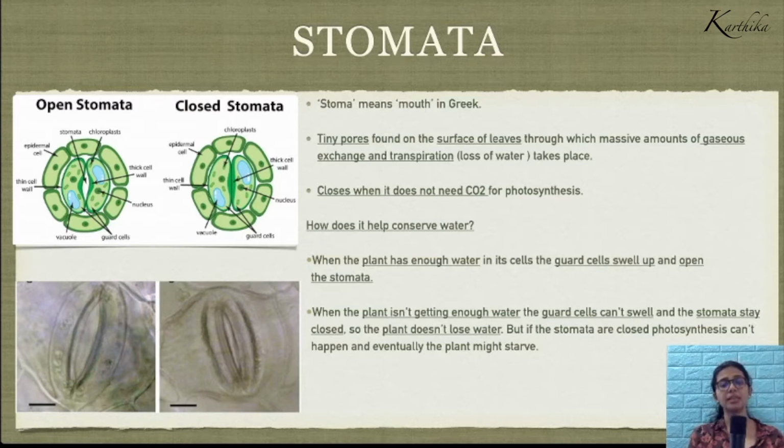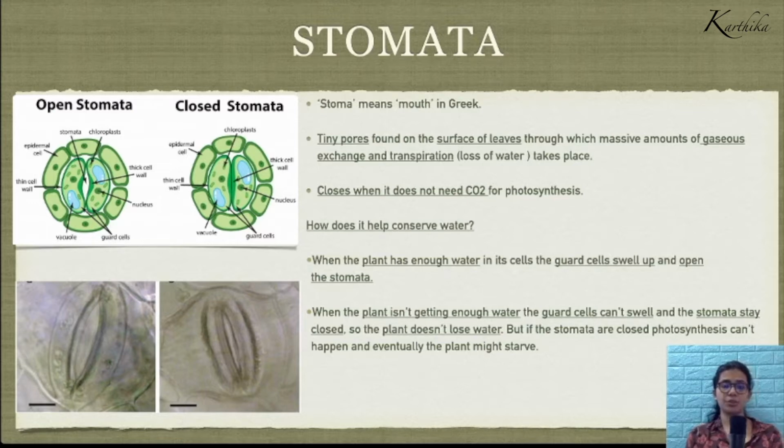Transpiration is nothing but loss of water. Both these things take place through stomata. So the main function of stomata is in gaseous exchange. That is, it closes when the plant does not need much carbon dioxide for photosynthesis, and it opens when the plant needs carbon dioxide.